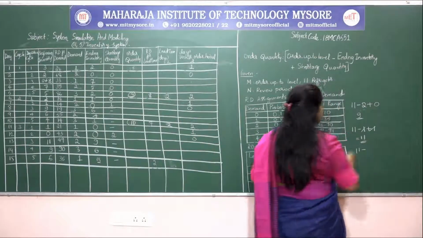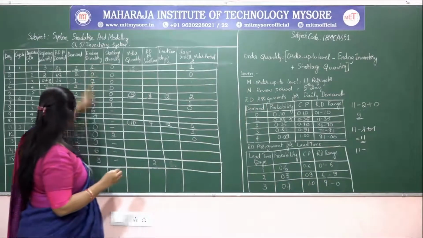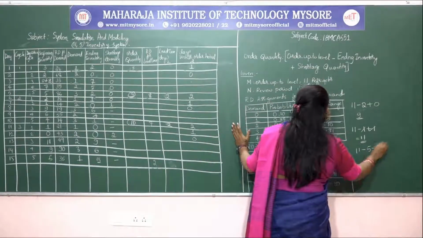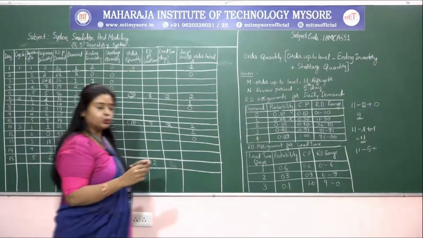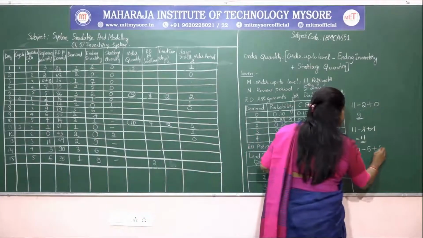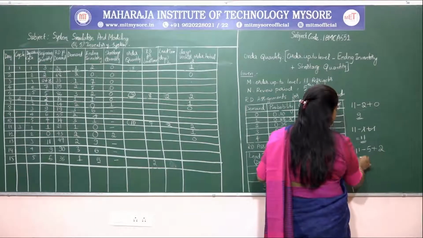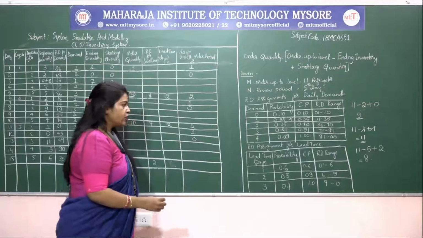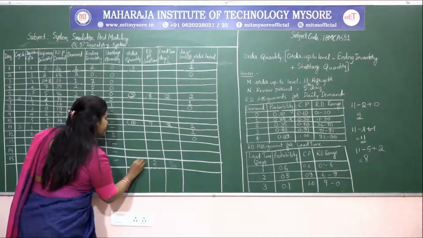Order up to level is 11 minus the ending inventory, so ending inventory on the last day is 5, plus shortage quantity. What is the shortage quantity in this cycle? It is 2. So 5 minus 2 is 3, and 11 minus 3 is equal to 8. So now we are going to order 8 refrigerators.